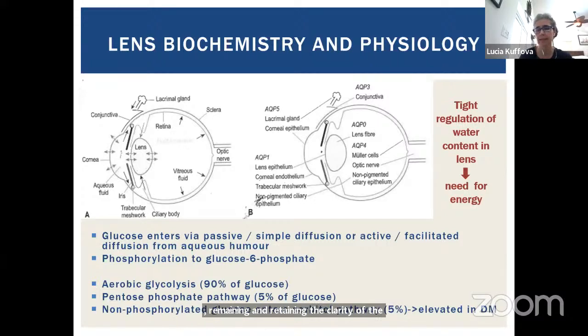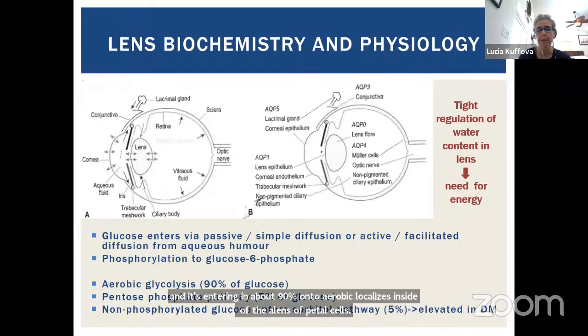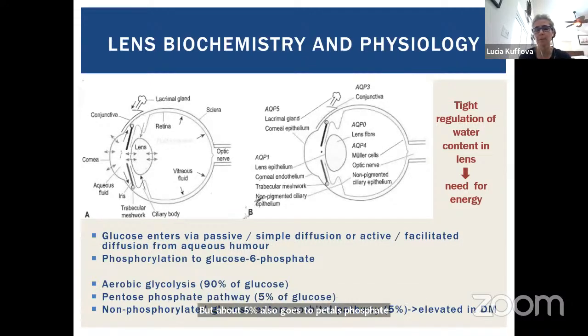However, that requires energy, and that is being delivered by passive or simple diffusion, or by active and facilitated transfer of the glucose from the aqueous humor. Once the glucose is phosphorylated, about 90% enters aerobic glycolysis inside of the lens epithelial cells. But about 5% also goes to the pentose phosphate pathway, and these are responsible for generation of the new crystallins. And about 5% of the glucose enters the sorbitol pathway, which is much higher in diabetic patients. And that is the reason why diabetic patients have abnormal content of the protein, which allows more ready binding of the water, and therefore early onset of cataracts in these patients, as we know clinically.